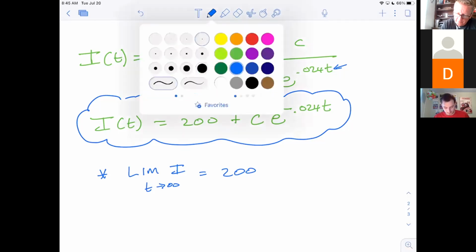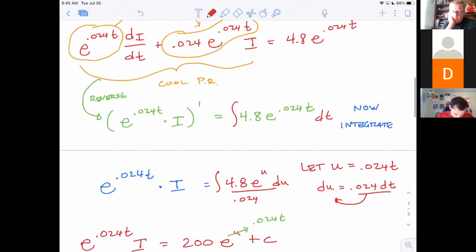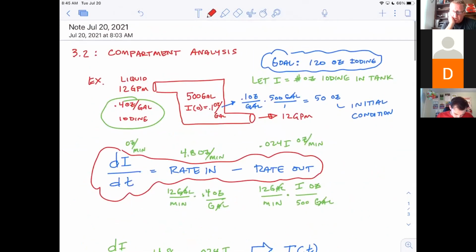But we noted, as far as initial conditions, that I of 0 was equal to 50. And again, this is where what I said at the start is a little bit confusing, and why I should have said, since I was, this is what David pointed out earlier, but really this was my initial condition, since I was defined as ounces. My initial condition was I had 50 ounces in there, not 0.1 ounces per gallon.